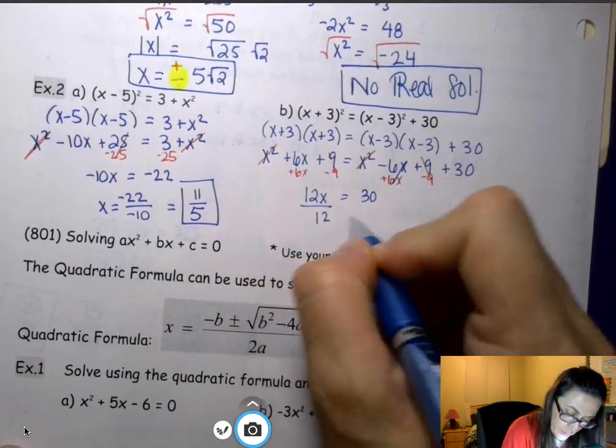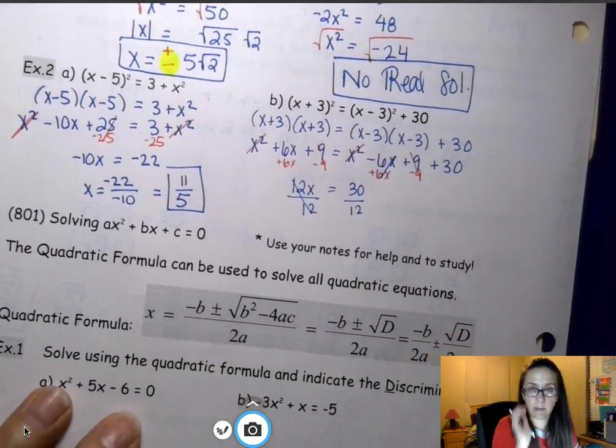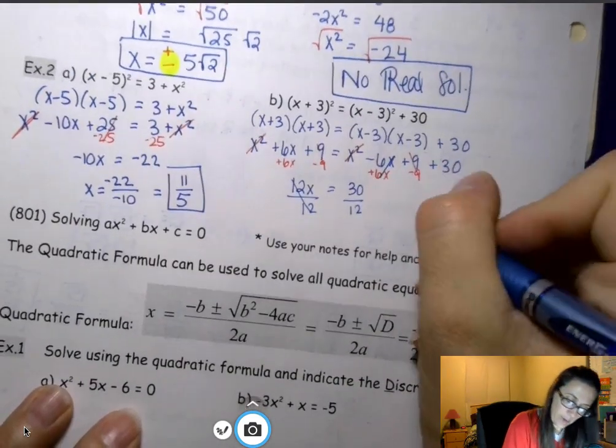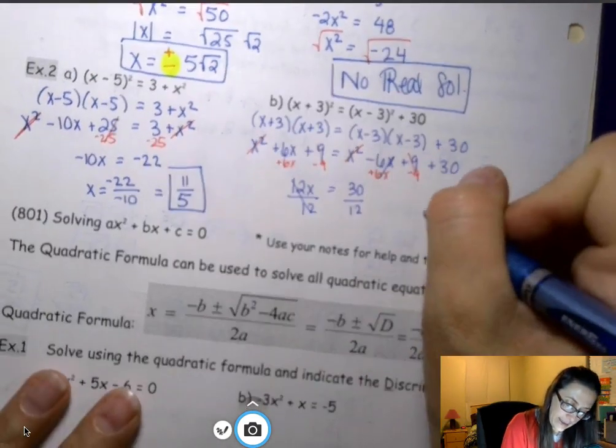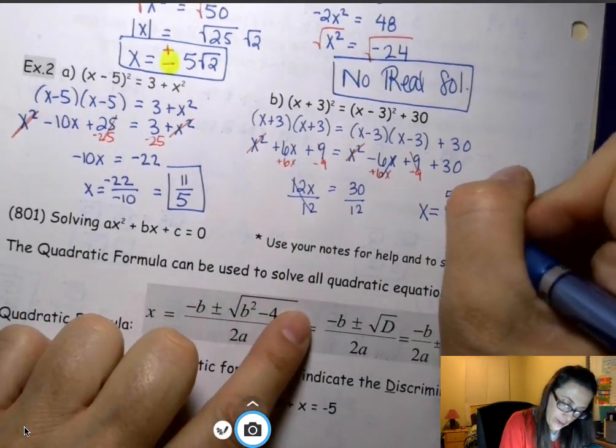Divide both sides by 12. It's not even, but I can simplify 30 over 12. It's going to divide both of those by 6. So I end up with x equals 5 over 2.